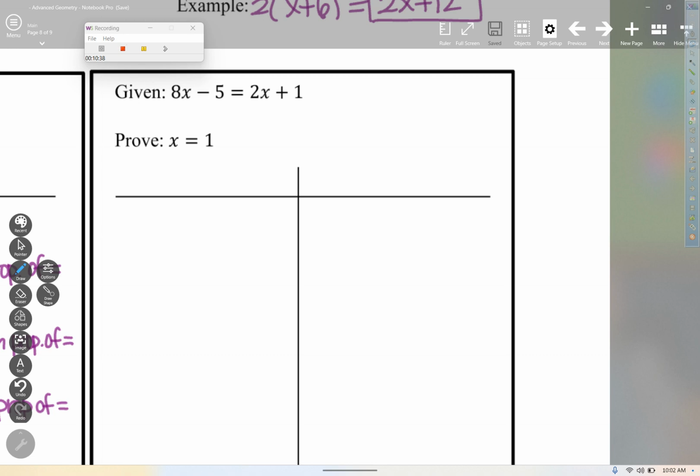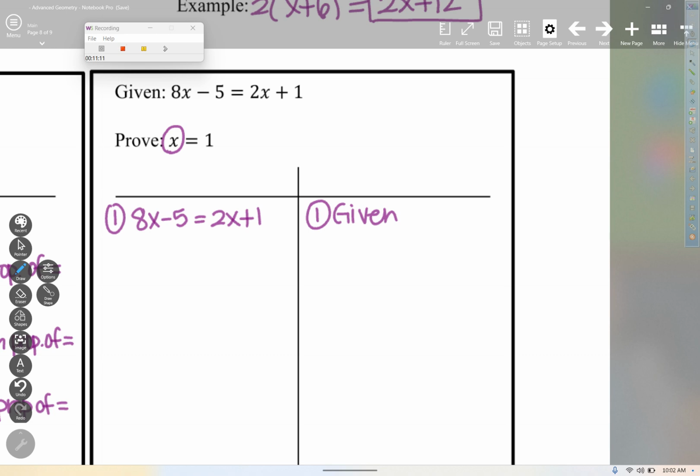The given is 8x minus 5 is equal to 2x plus 1, and I'm trying to solve for x equals 1. So I'm solving for x. And that's something that we need to identify before we begin our proof so we know where we're trying to reach at the end. Okay, step 1. You write down the given always exactly as stated. So 8x minus 5 is equal to 2x plus 1. And that is given.